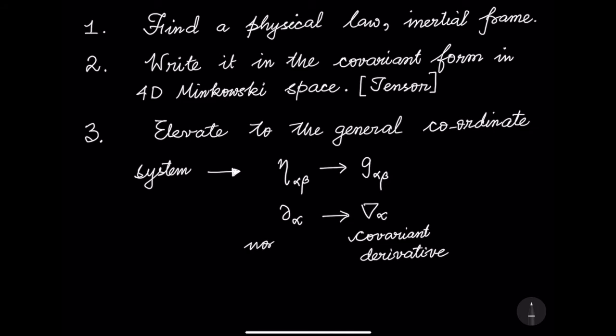So the normal derivative goes to the covariant derivative, and eta goes to G. That's all that you have to do. Once you know G alpha beta, you can calculate the Christoffel symbols, and that will tell you what the covariant derivative is, and that's it. So you write down the inertial form of the law in a covariant notation, change eta to G and del to covariant derivative, and you get the law in any reference system. So this is what general relativity is telling you.